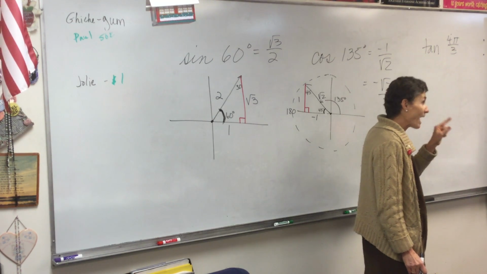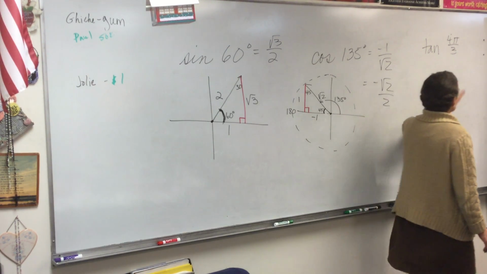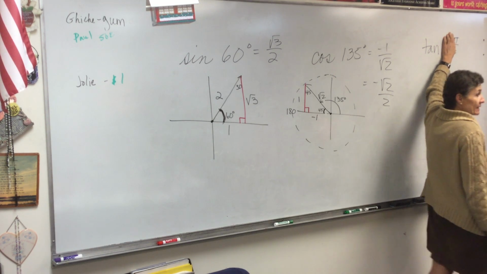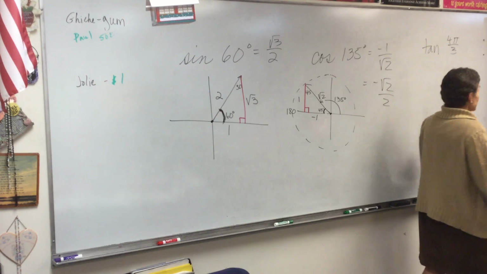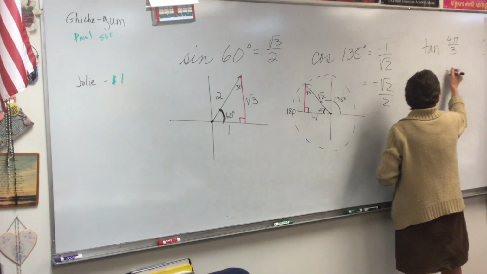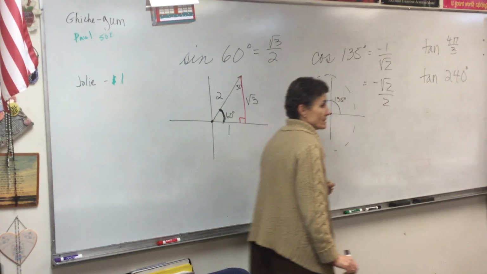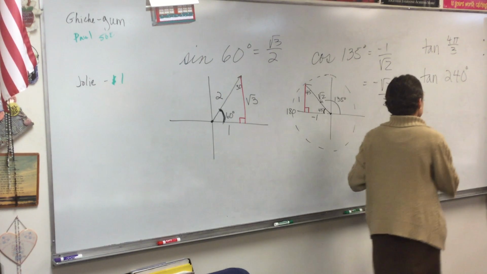Now remember, you're not going to have a calculator. So I would suggest you do it in that order. You got pi, which is 180. Divided by 3 is 60. Times 4 is 240. So we're finding the tangent of 240 degrees. All right, so we do what we do. We draw it.